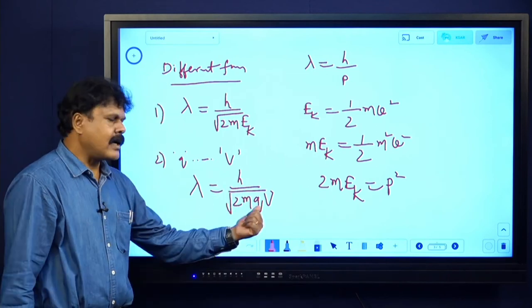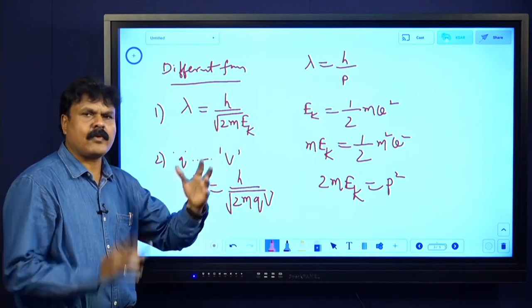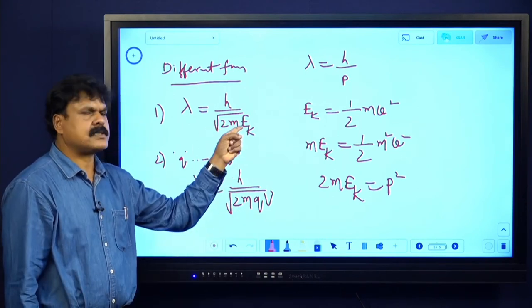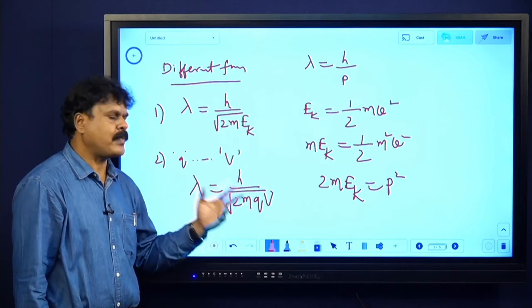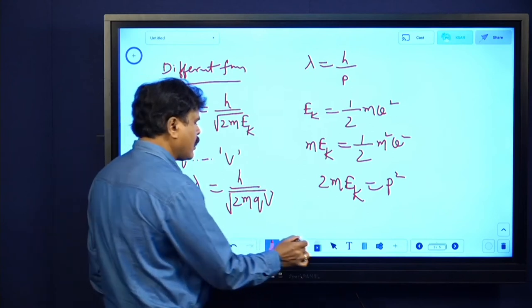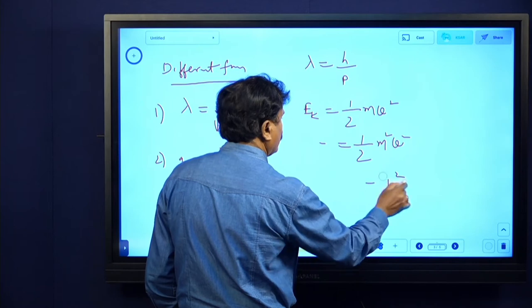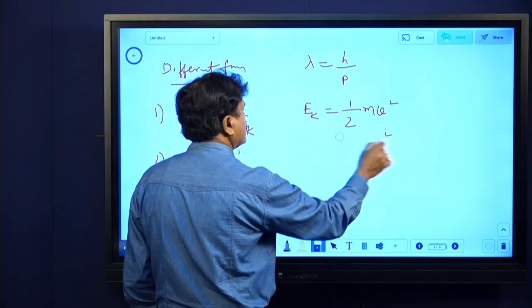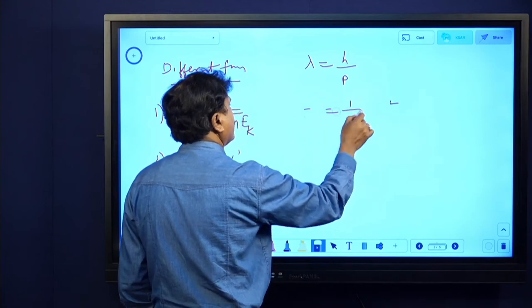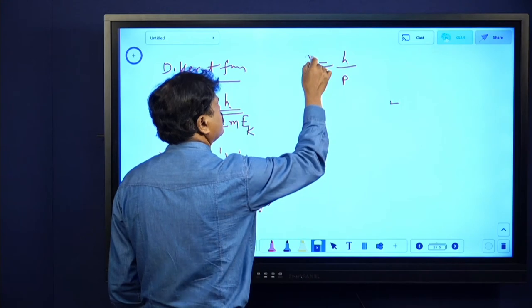For a neutron, we can't accelerate it, so you can't go for this formula; you have to go for the other formula. If the neutron is moving with a certain kinetic energy, yes, I can take this, but it cannot be accelerated through a potential difference. Now here, for electron we'll be taking that, which is also important. For an electron, if I take, what do I write? Lambda equals h by root of, what do you write? Tell me.